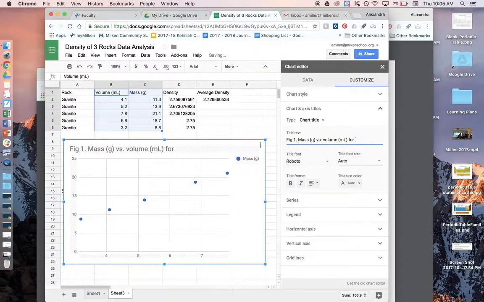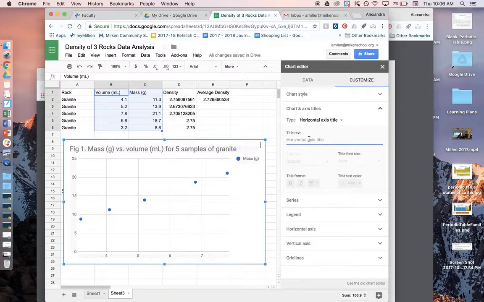for, and then I want to be descriptive about what it actually is so that someone who has no idea what I'm doing can actually get meaning from this graph. You know that these numbers are mass, you know these numbers are volume. We're going to add those labels in just a second. And then for what is this actual data? Well, here you can see I measured 5 different granite rocks. I got these numbers for their volume and their mass, and that's what it is. 5 samples of granite.